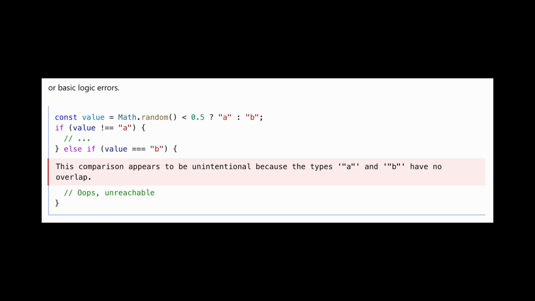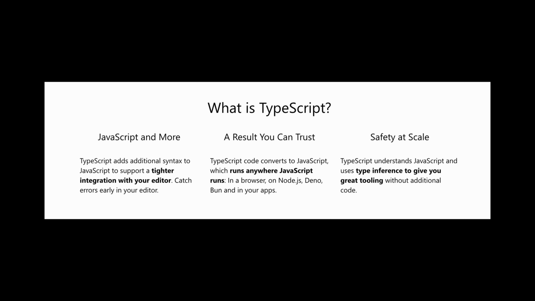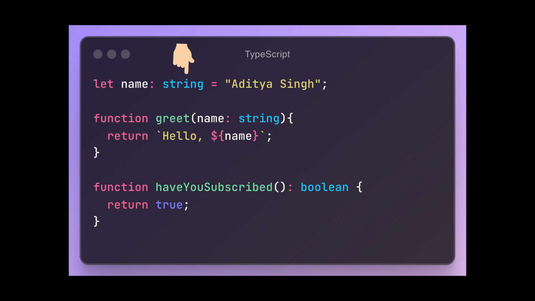So to fix the issues that could happen because of the dynamic type nature of JavaScript and other things, we use TypeScript. Now TypeScript is a superset of JavaScript that adds static typing to JavaScript. In very simple terms, with the help of static typing, you can explicitly declare what type of value a variable is going to hold.